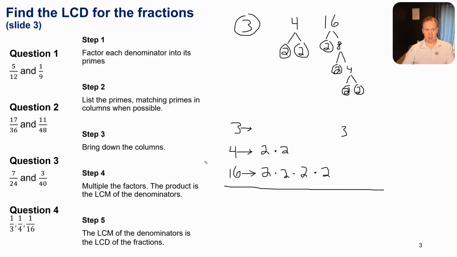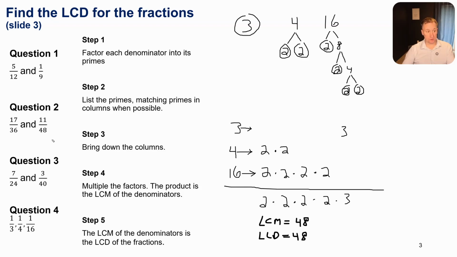We can now bring down the columns. So the first 2 can be brought down. The next 2 can be brought down. The next 2 can be brought down. The next 2. And then finally, our 3 can be brought down as well. So now I have 2 times 2, which is 4. 4 times 2, which is 8. 8 times 2, which is 16. And 16 times 3, which is going to be 48 here. So we have a least common multiple then, which is also the least common denominator of 48. Okay, so this is the prime factorization method.